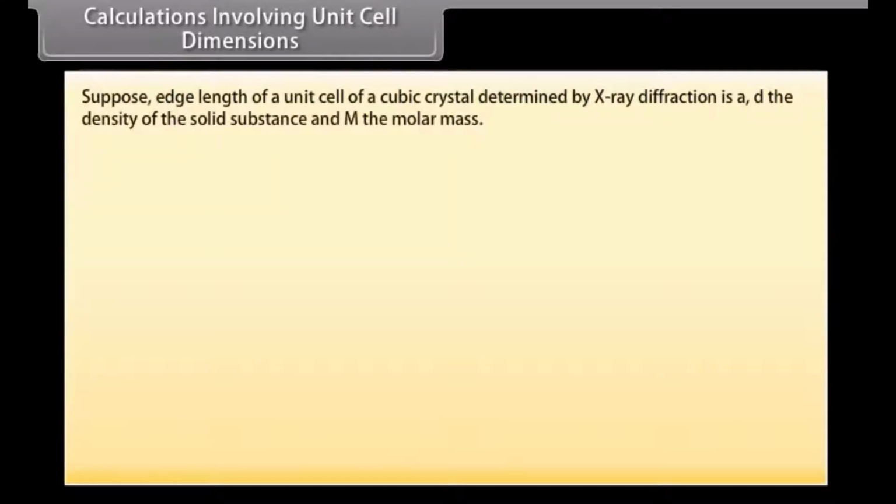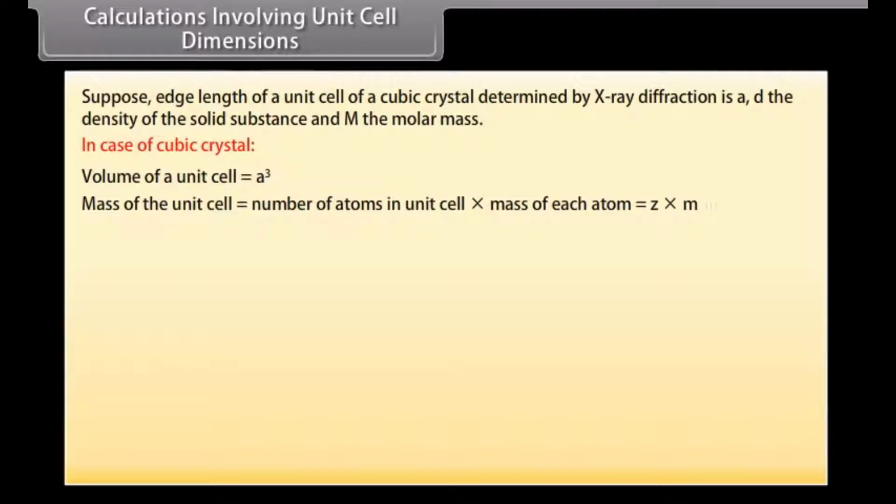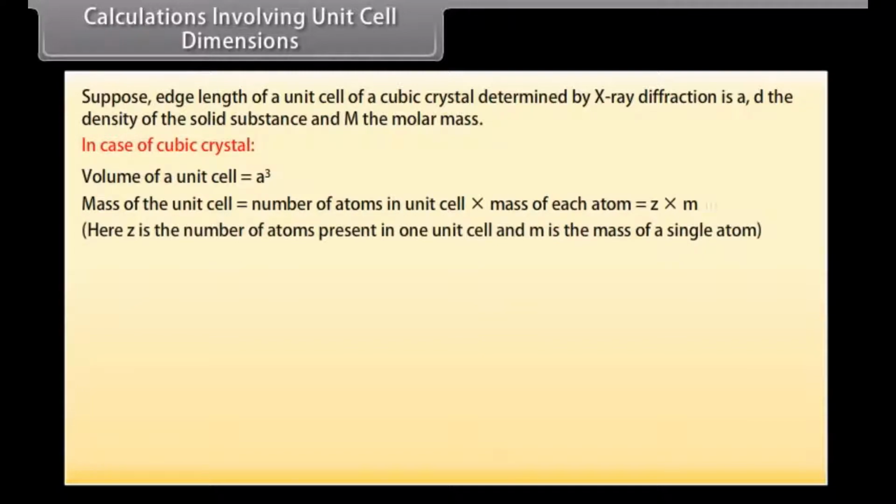Calculations involving unit cell dimensions. Suppose the edge length of a unit cell of a cubic crystal determined by X-ray diffraction is a, d is the density of the solid substance, and M the molar mass. In case of a cubic crystal, the volume of a unit cell is equal to a cubed. Mass of the unit cell is equal to the number of atoms in the unit cell times the mass of each atom, which is equal to Z times m. Here, Z is the number of atoms present in one unit cell and m is the mass of a single atom.